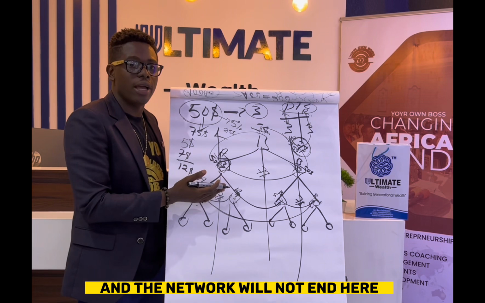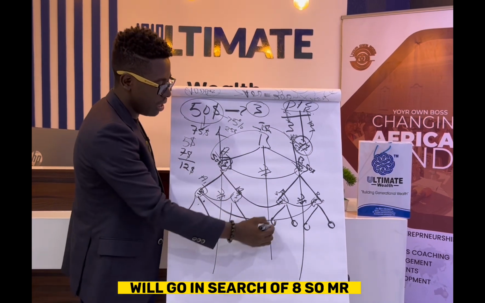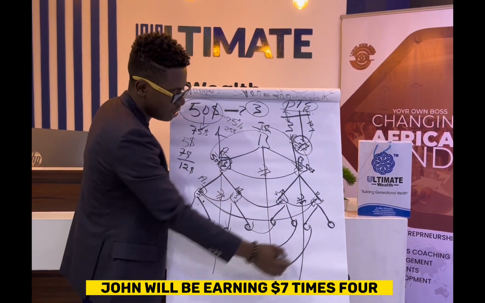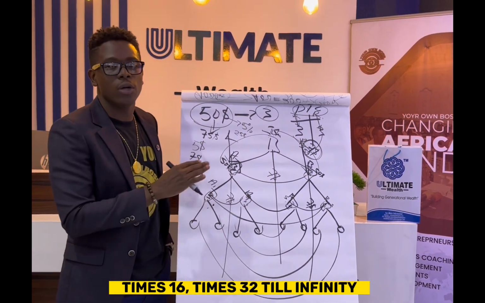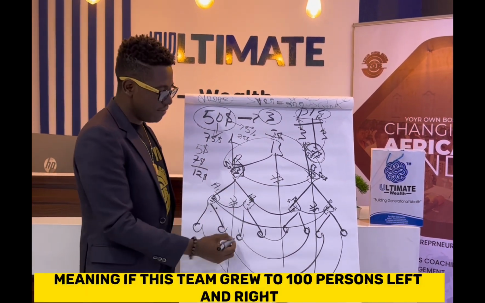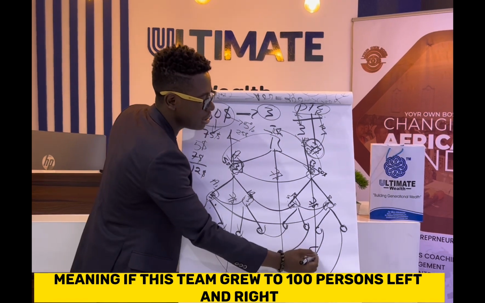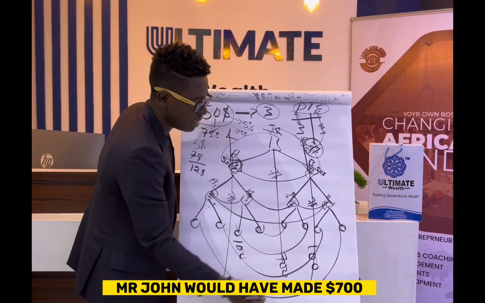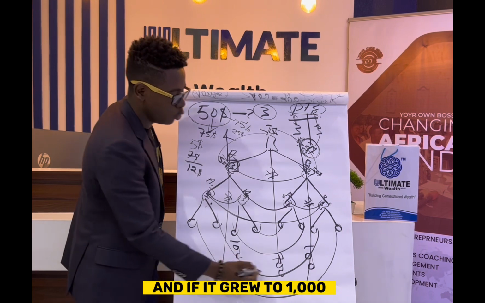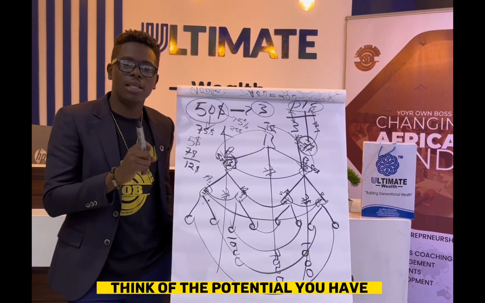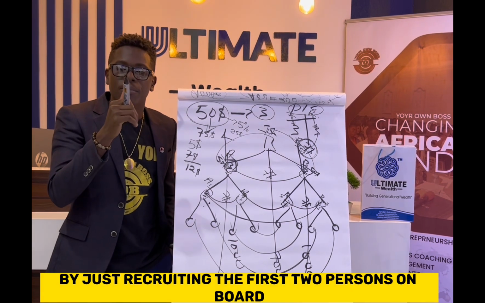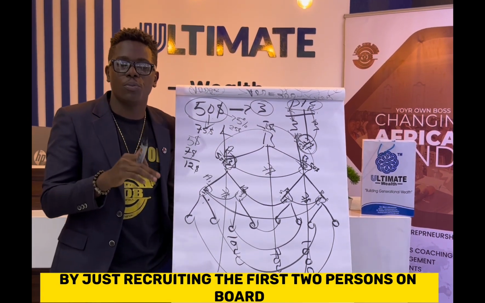And the network will not end here. The next time we'll go in search of 8. So Mr. John will be earning $7 times 4. The next time times 8, times 16, times 32, till infinity. Meaning if this team grew to 100 persons left and right, Mr. John would have made $700. And if it grew to 1,000 left and right, Mr. John would have made $7,000. Think of the potential you have by just recruiting the first 2 persons on board.